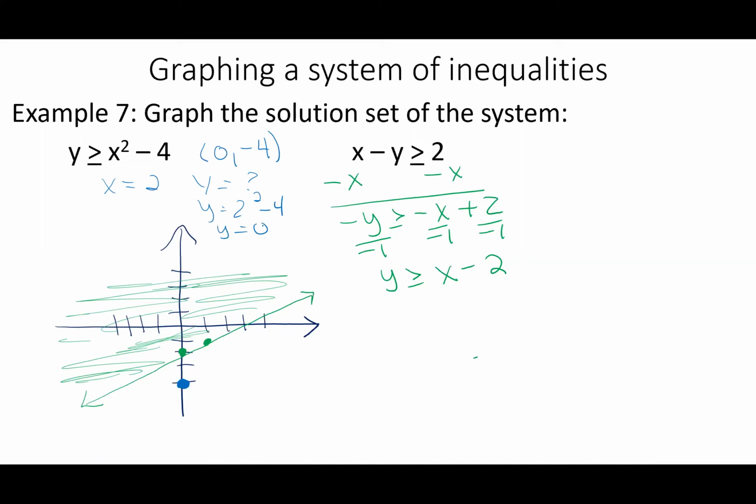So I have the point 2, 0. Now remember, a parabola is a mirror image. So if I have a point 2 places right of the vertex, I have a mirror point 2 places left. And this is equal, so it's solid. It's greater than, so you shade above, which is inside here.